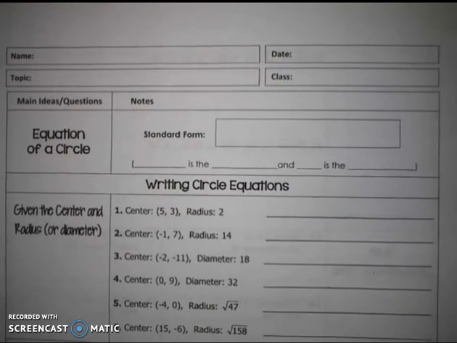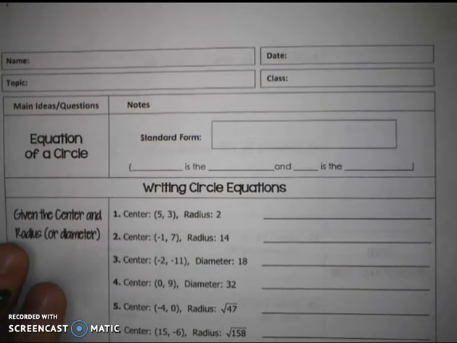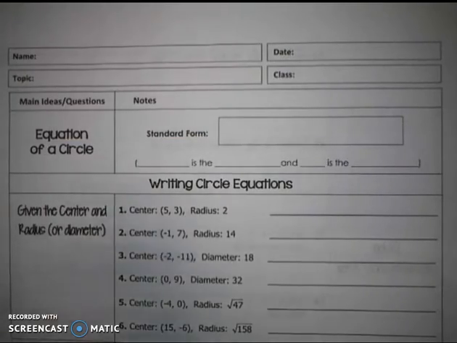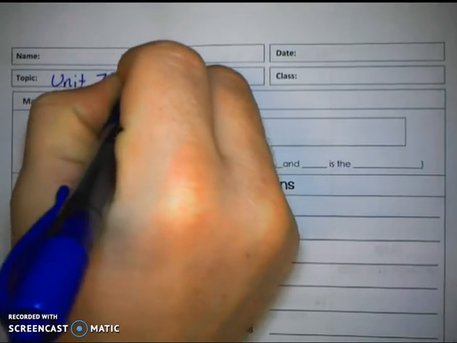Alright, welcome to another video for Unit 7. We're talking about circles, and so in this video we're going to talk about the equation of a circle in the coordinate plane. And so follow along. You were given this notes page in class, so make sure you're following along with me on that. Okay, so let's take a look. Go ahead and fill your name in. This is Unit 7, Day 5.